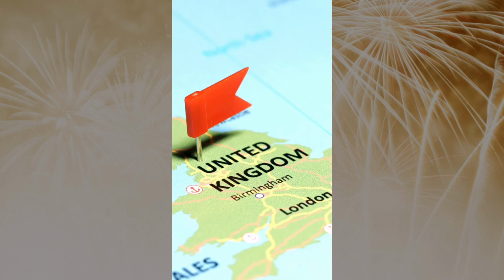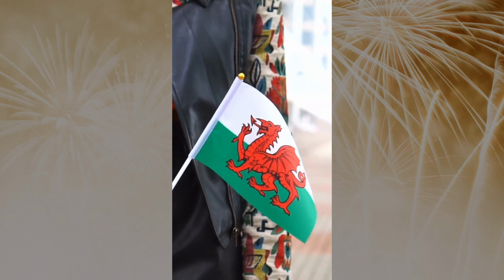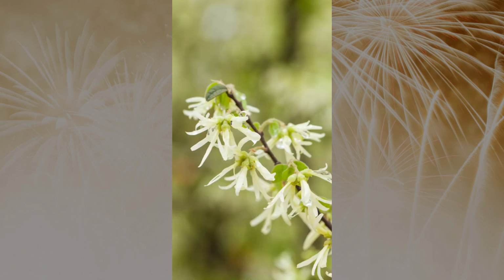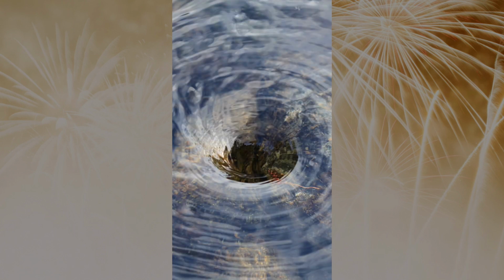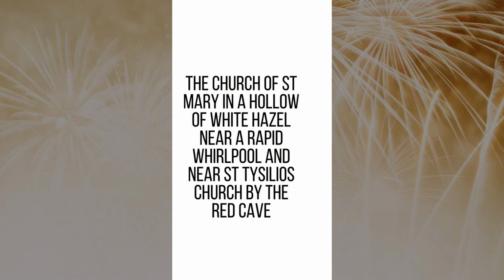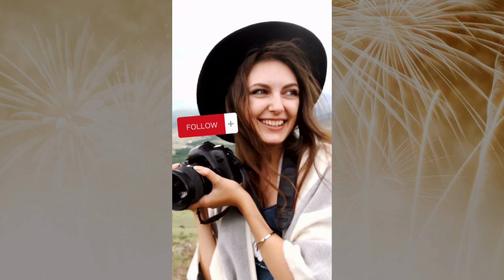The place in the UK with the longest name is this place, located in Anglesey, Wales. If you translate this into English from Welsh, the town's name reads as the Church of St Mary in a hollow of white hazel near a rapid whirlpool and near St Cilio's Church by the Red Cave. This ridiculously long name was thought up in the 19th century as a way to lure in tourists.